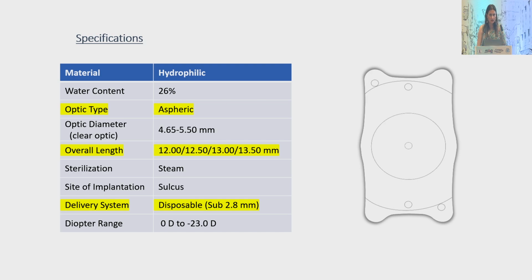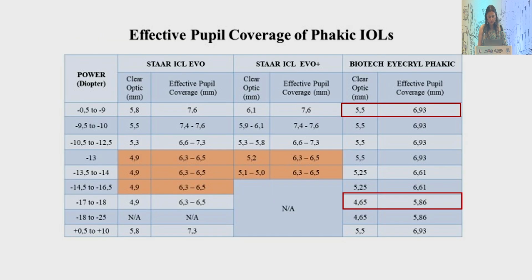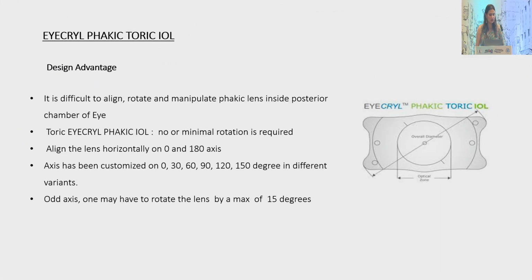Coming to specifications, it has a water content of 26%. When I say optic diameter, it essentially means the clear optic. The clear optic varies from 4.65 to 5.50 millimeters in the biotech lenses, and the overall length varies from 12 mm up to 13.5 mm. This is basically to show how much of the pupil is effectively covered by these lenses. For a clear optic zone of 4.65, it covers up to 5.86 millimeters of pupil, and for a clear zone of 5.5, it covers up to 6.9, which is slightly smaller compared to the ICL.